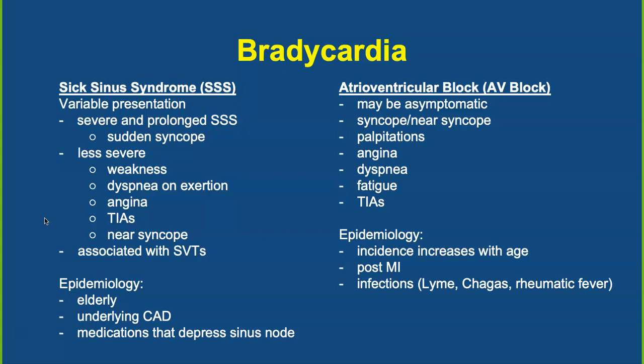And you typically see this in your elderly patients with underlying cardiac disease and medications that may depress the sinus node. Then for AV block, it's very similar, where patients might be asymptomatic. They could have syncope or near syncope, palpitations, angina, dyspnea, fatigue, TIAs, very overlapping. And the same thing with the epidemiology is that the incidence increases with age. Patients after an MI might present with AV block. And there are some specific infections to remember that can cause this on their own.